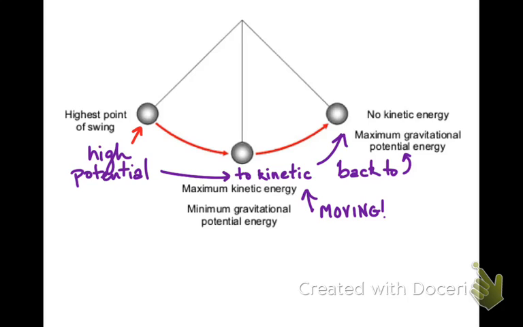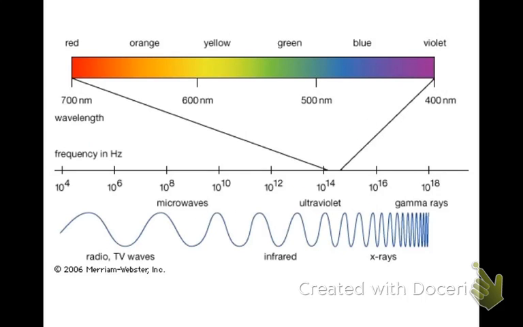So the primary forms of kinetic energy that biologists are concerned with are the electromagnetic forms, specifically the visible spectrum, which is the light spectrum that we can see, and thermal, which is the heat. So light and heat are both forms of kinetic energy.